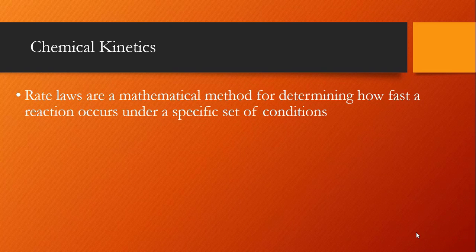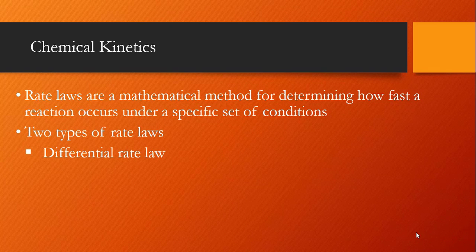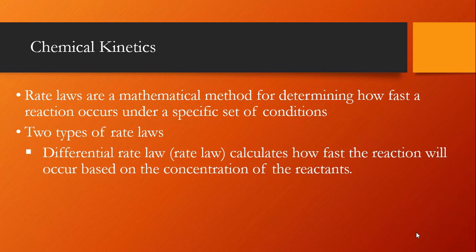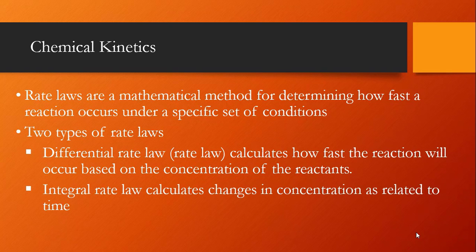Now, rate laws are a mathematical method for determining how fast a reaction occurs when a certain set of circumstances are given. And there are two types. The differential rate law, which is sometimes just called the rate law, calculates how fast the reaction will occur based on the initial concentration of the reactants. The integral rate law calculates the changes in concentration as related to time, and we'll deal with that in another video.